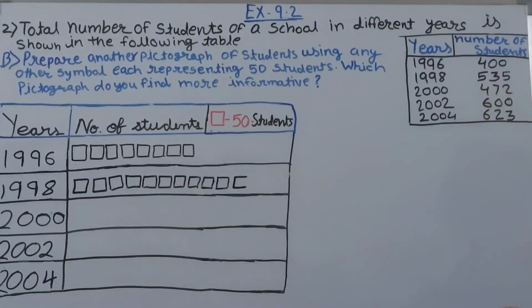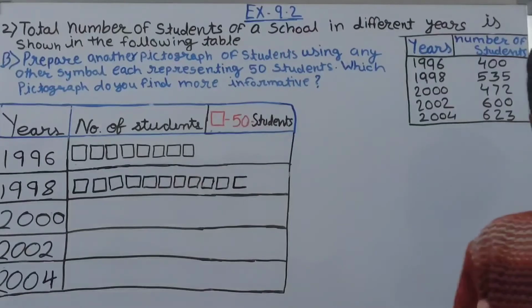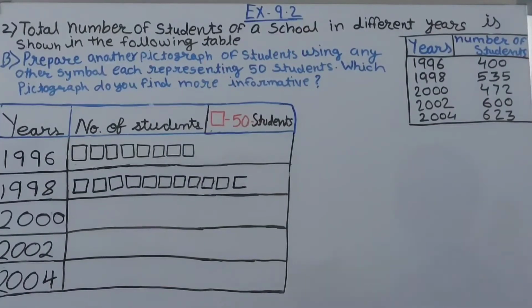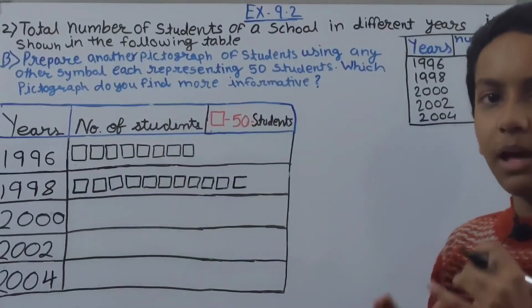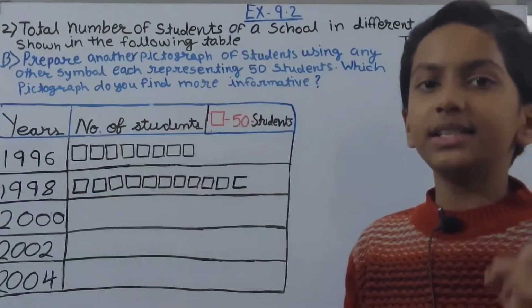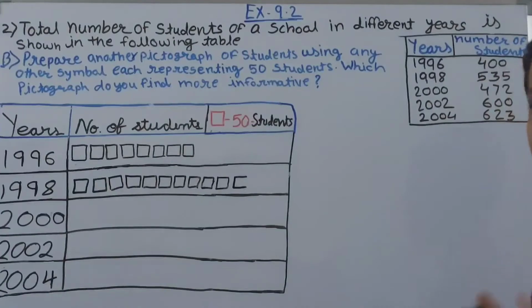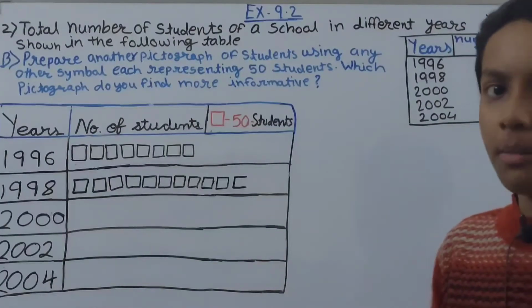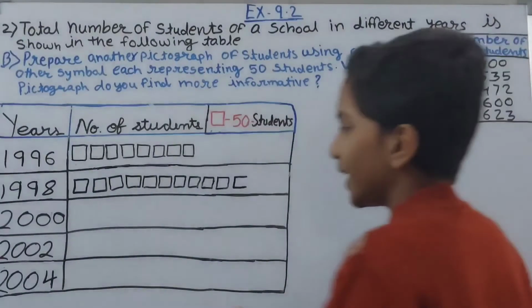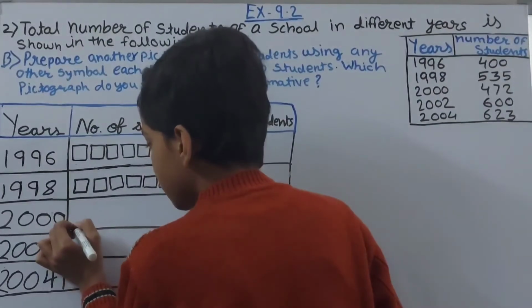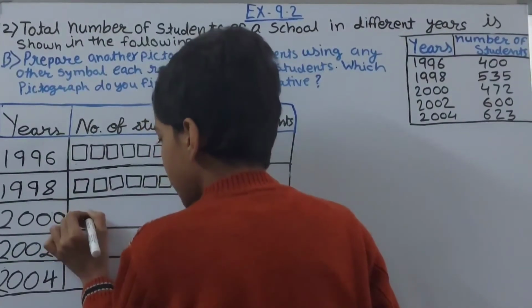Now in 2000 there are 472. So over here 472 divided by 50 will give us 8. No, it will give us 9 because we will take 450 from it. Okay. That means we will be making 9 complete symbols first over here. So let's make.